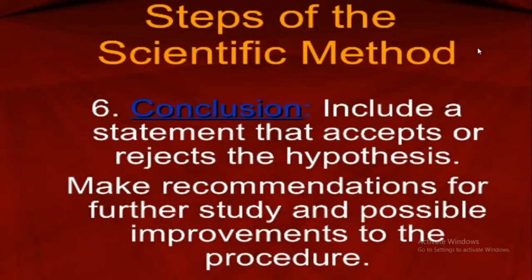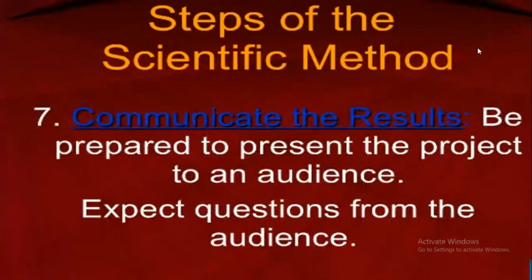So the sixth step is conclusion. Include a statement that accepts or rejects the hypothesis. Make recommendations for further study and possible improvements to the procedure. Now, in conclusion, we have to give a single idea that either our hypothesis is accepted or it has been rejected, right? So, the seventh step is communicate the result. Be prepared to present the project to an audience.